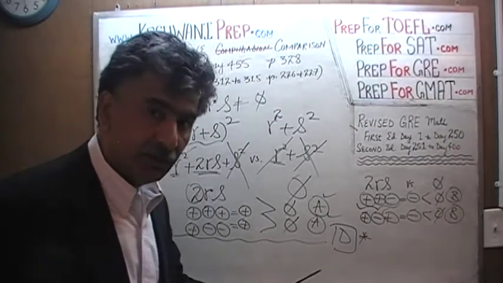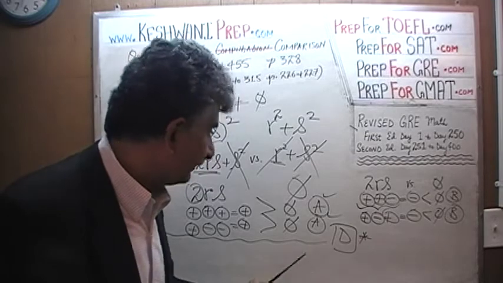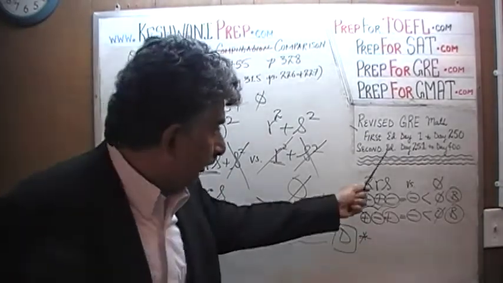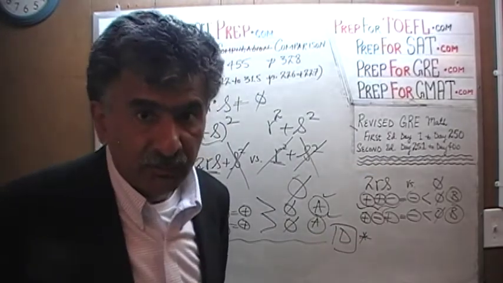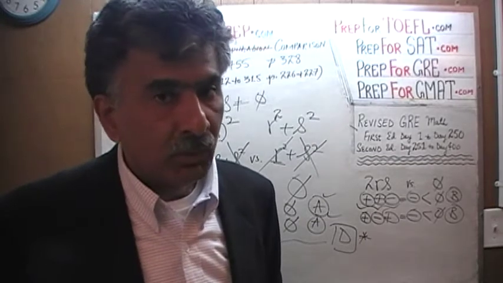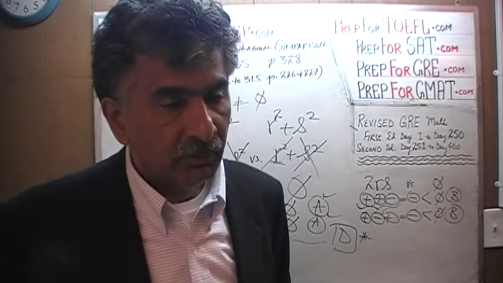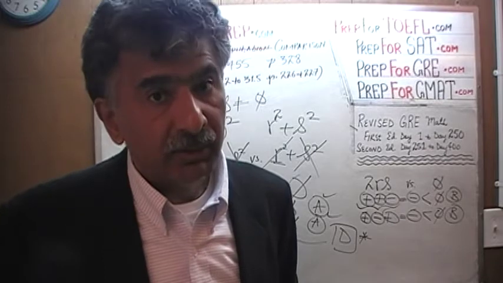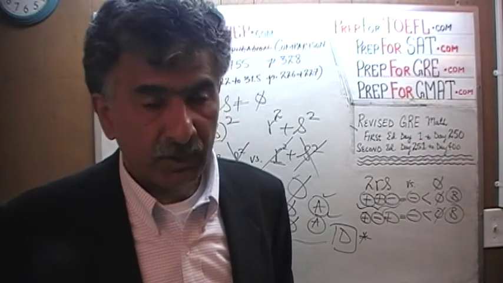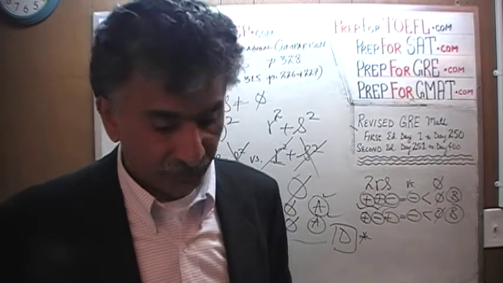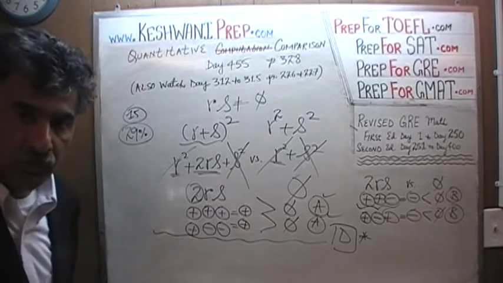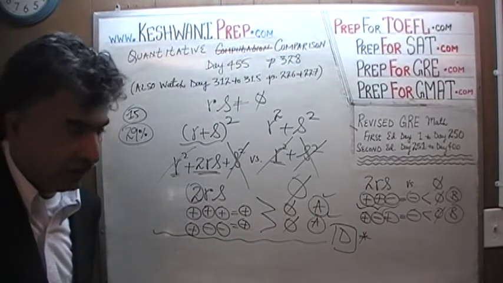That is the reason why I decided to do these 70 extra videos after I finished doing first edition and second edition. We could have very well stopped at day number 400. But I realized that quantitative comparison questions are very tricky questions. And they're tricky because we are not used to these kind of questions in our daily lives, in our school years. We never came across problems like these. So we need some practice, and the books do not provide us enough practice. The more you do of these questions, the better you will get. It's just like anything else in life.